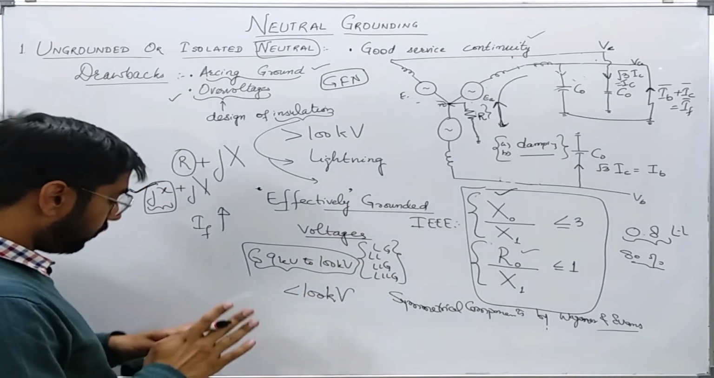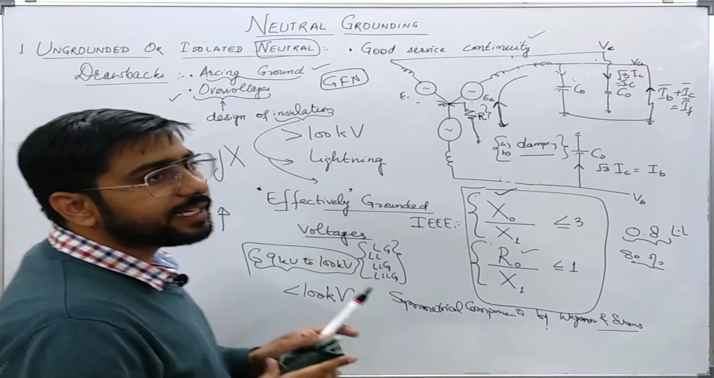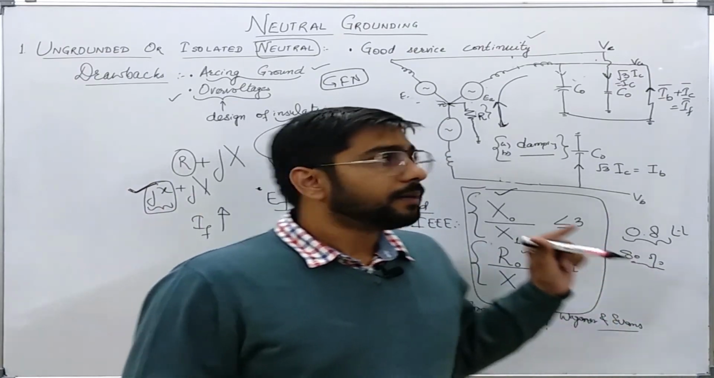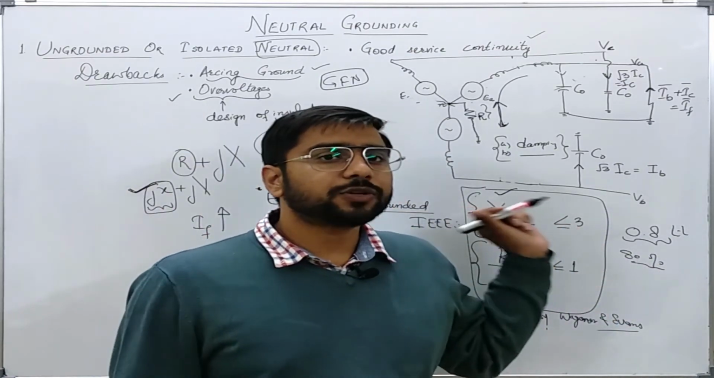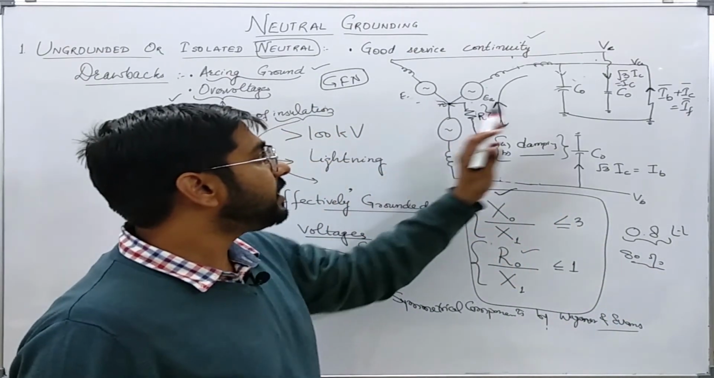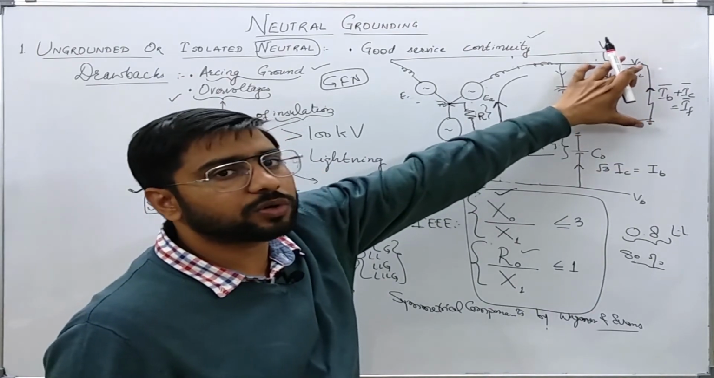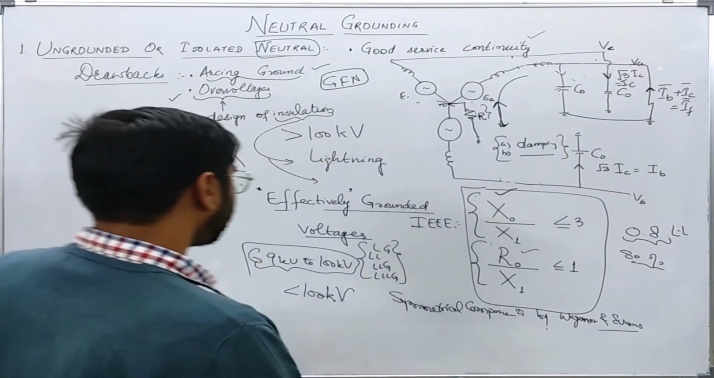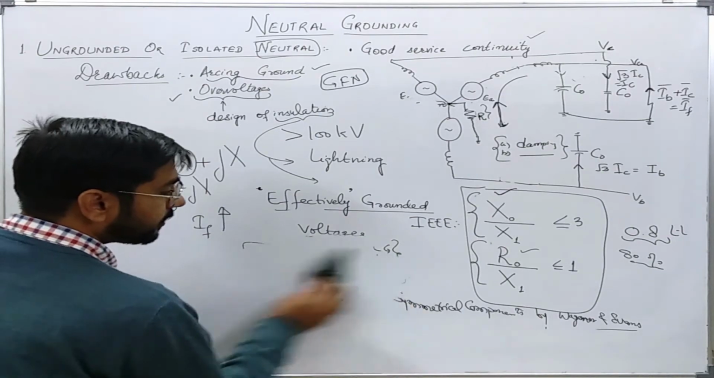Now let us try to draw the zero sequence, the positive sequence and the negative sequence diagram of the system during single line to ground fault. Let me erase this first.